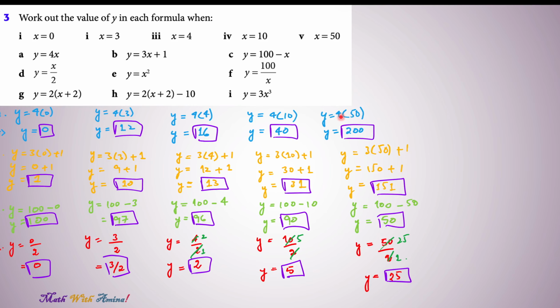Here simple multiplication is taking place. 4 multiplied by 50 is equal to 200, or 4 multiplied by 10 is equal to 40, or 4 multiplied by 4 is equal to 16.